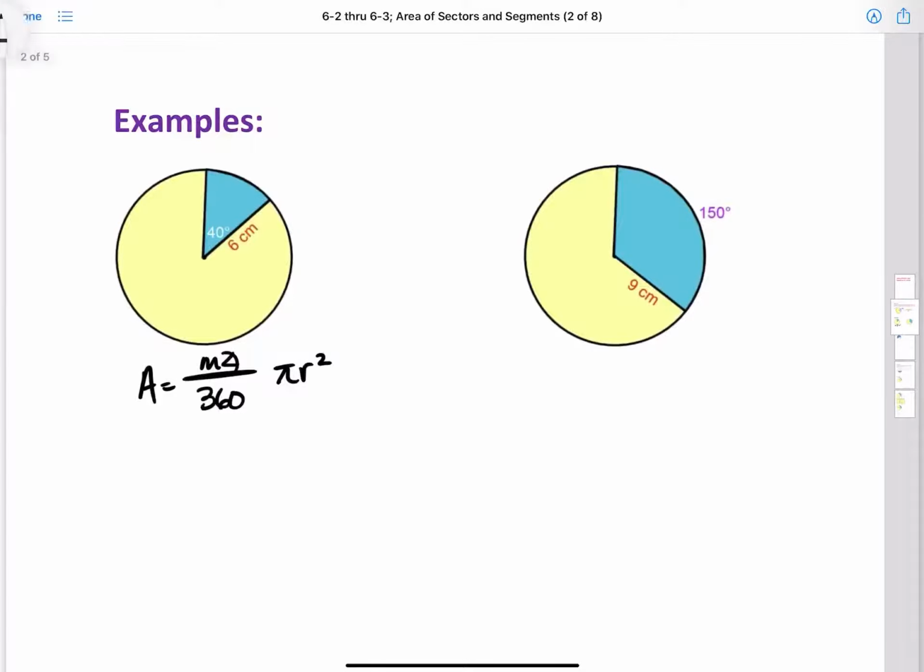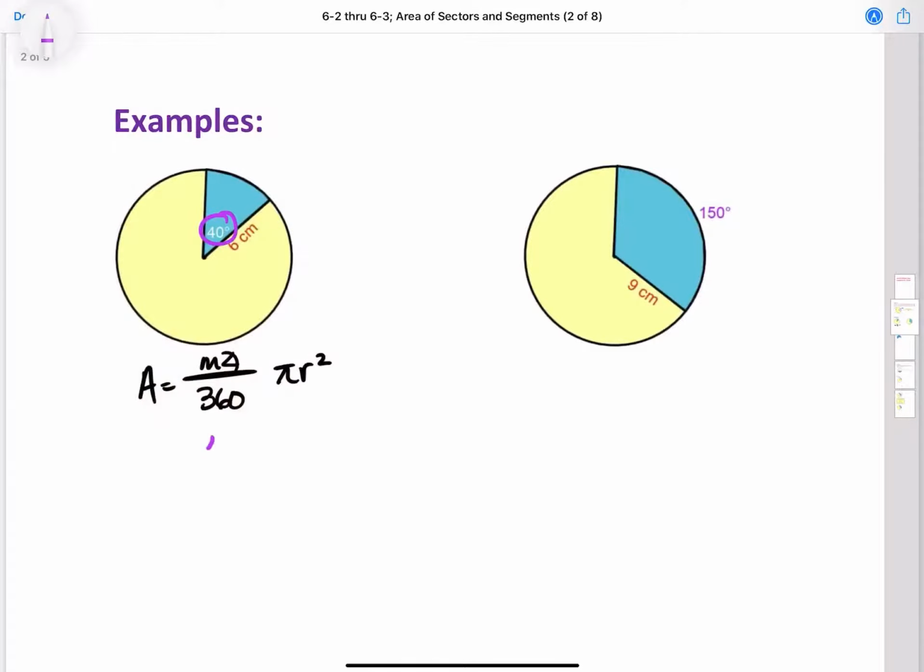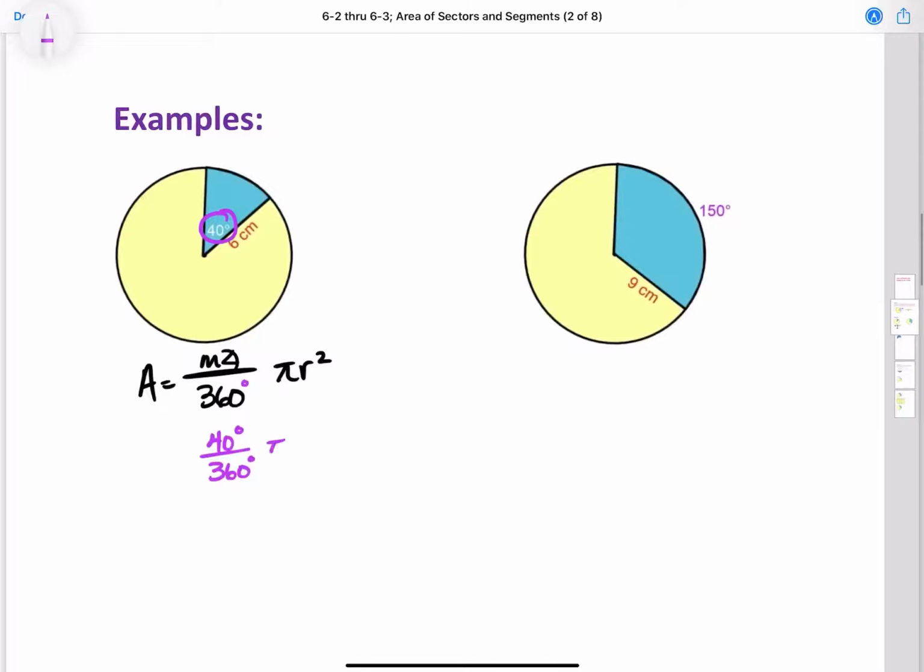So if I take a look at what they gave us, the information is 40 degrees, which is our central angle. So that's our measurement of our angle, divided by 360 degrees, and then times pi r squared. And r in this case is 6 centimeters, so that means 6 squared. All we have to do is substitute all of that in and solve.